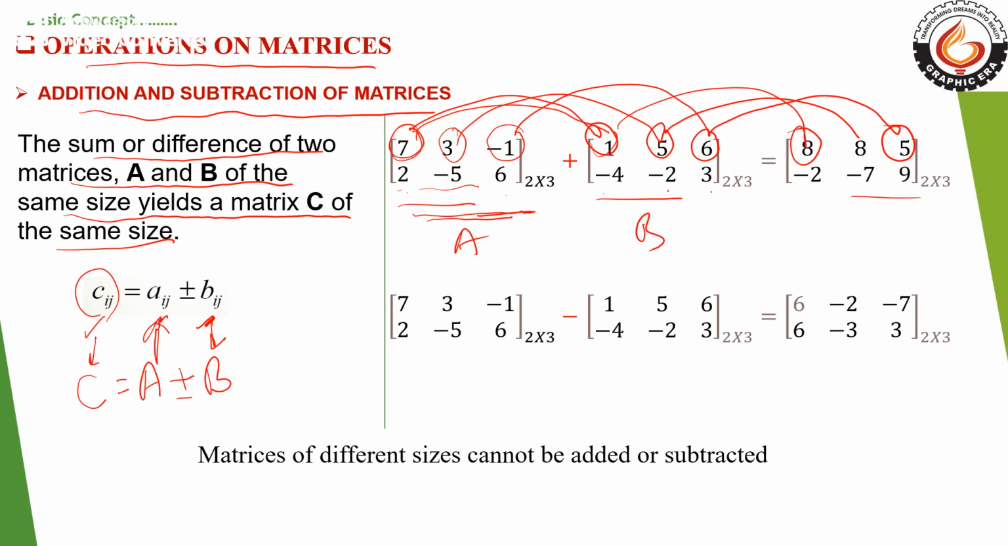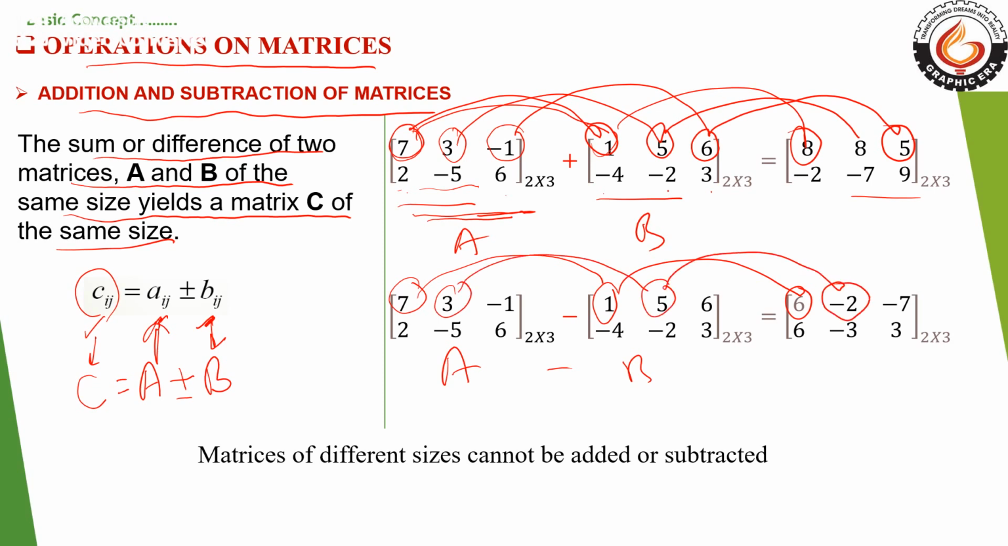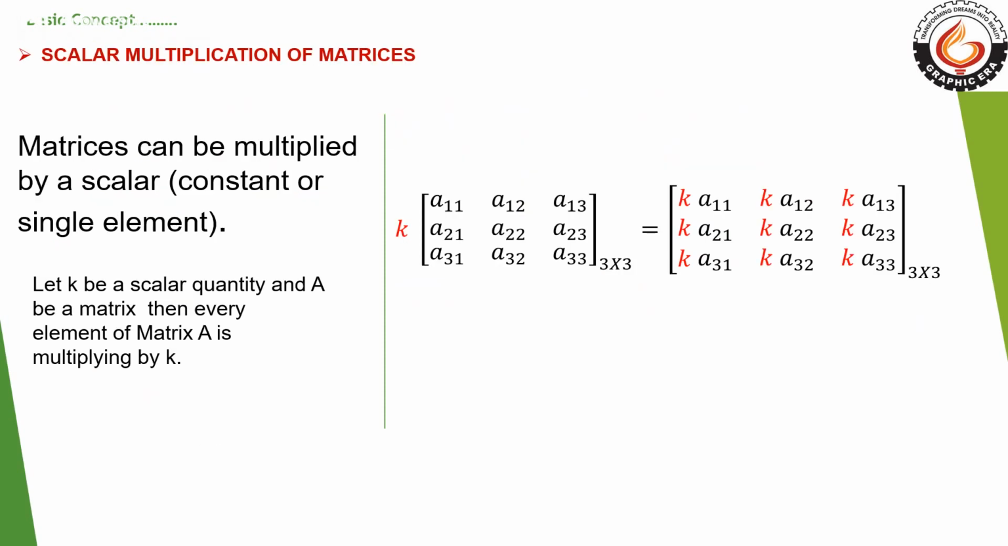And if we subtract or take the difference of the two matrices, A minus B, then 7 minus 1 we get 6, 3 minus 5 we get minus 2, minus 1 minus 6 we get minus 7, and similarly for the second row. So this is the addition and subtraction of two matrices. Here we have to note that matrices of different sizes cannot be added or subtracted.